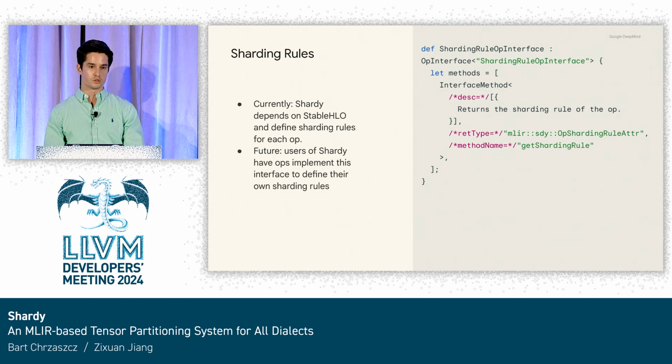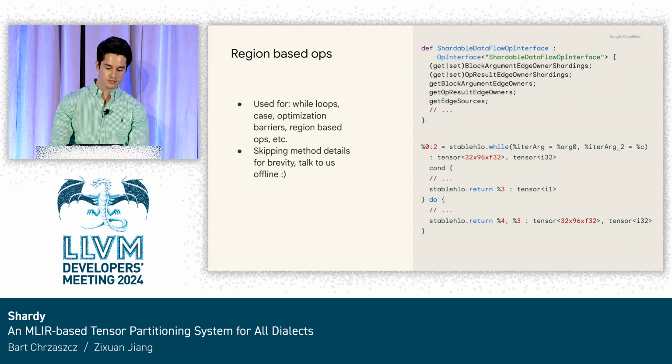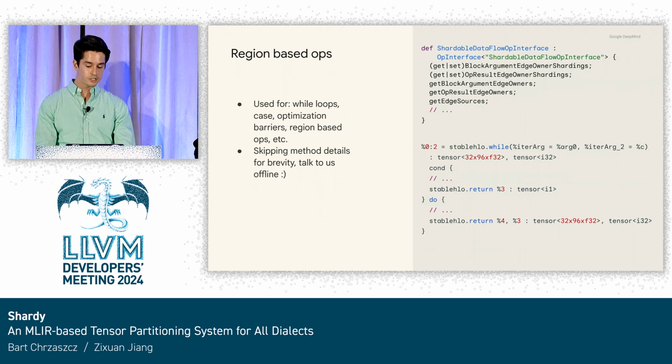The next one is region-based ops. These include things like while loops, case op, etc. They're more complicated, and we need to make sure we can propagate into and out of them. Our sharding rules aren't enough for this, since they only describe the correspondence between operands and results, but region ops don't have such a relationship. So we've defined a shardable data flow op interface, where we define various methods to tell us what value, on the operand plus block arg barrier and region terminator plus op result barrier, owns the shardings. I'll skip the details of this for offline discussions of the various methods and how they're used, but overall the point is we have a way to handle any arbitrary region-based op.